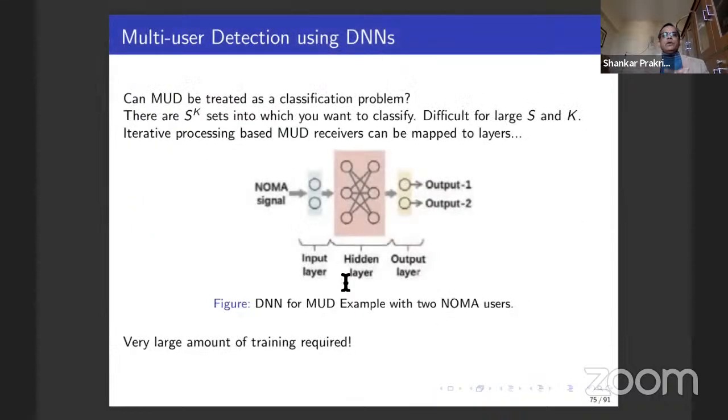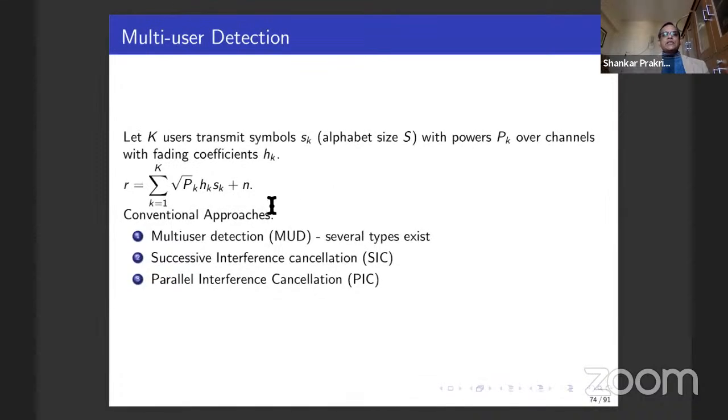Now, one of the things you can possibly do, suppose the alphabet size is S, is treat multi-user detection as a classification problem. Suppose the Sk are all binary, and there are capital K of them. Then there are 2 power K possible classes, and you are trying to select one among those. So it's a classification problem.